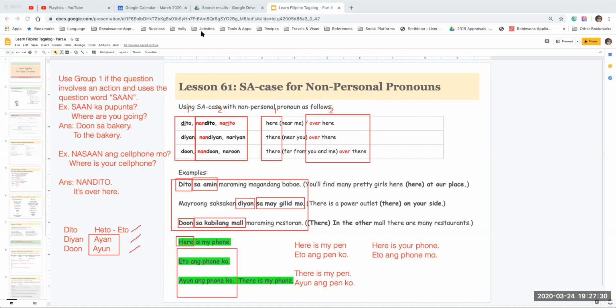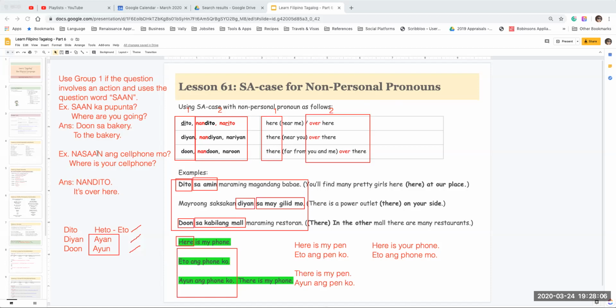Okay, so you use words like dito, diyan, doon, nandito, nandiyan, nandoon in response to questions only? You can also create a statement for that. It's not only to respond to a question, but this is just to guide you that when the question starts with saan, you should use the first group, the first column. Okay, dito, diyan, doon.